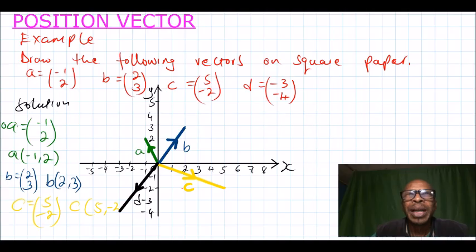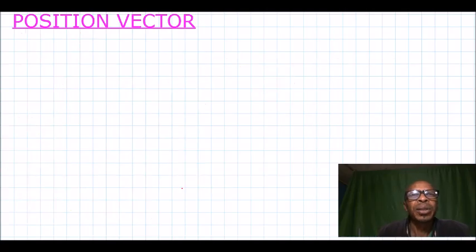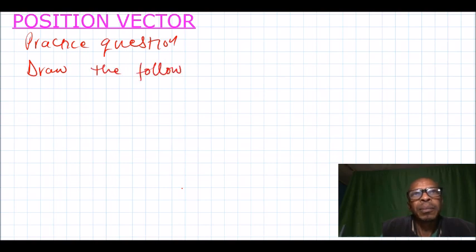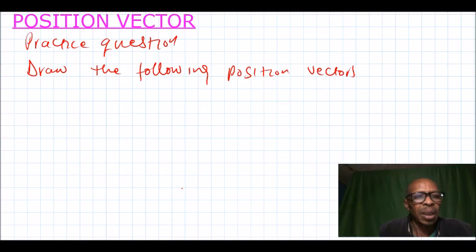Let me give you a question that you can try. I call this one a practice question. You are required to draw the following position vectors on square paper.